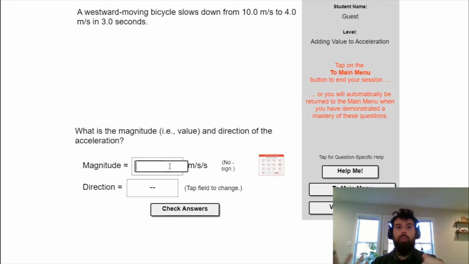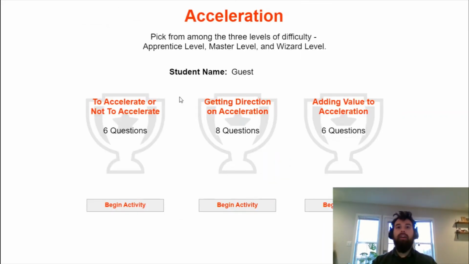How did I know that? Well, if we've got a change of 6 meters a second and we do that in 3, well, 2, 4, 6. Look at that! We've got 3 intervals in which the speed has changed. So 2 meters a second is our answer. And then in terms of direction, well, it's westward moving and it's slowing down. So again, it's going to be opposed to us. It's to the east. Hooray!